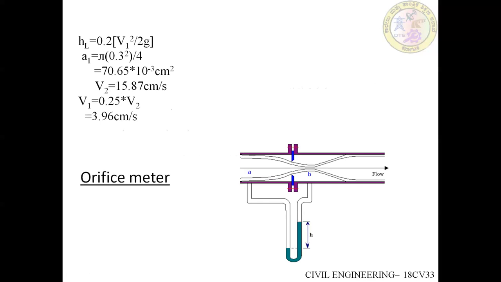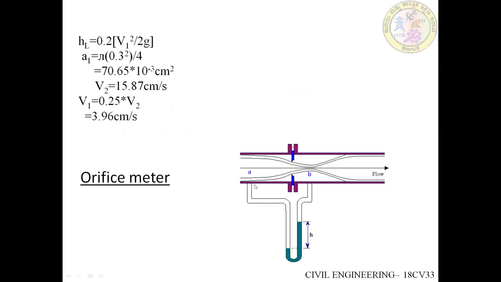Next topic is the orifice meter. So this is the orifice meter. An orifice meter is a circular disc which has a circular opening at the center. This orifice is inserted in a tube to measure the discharge of a liquid. You can see here the cross section of the pipe where the orifice meter is inserted, and a U-tube differential manometer is also inserted to measure the difference of pressure.